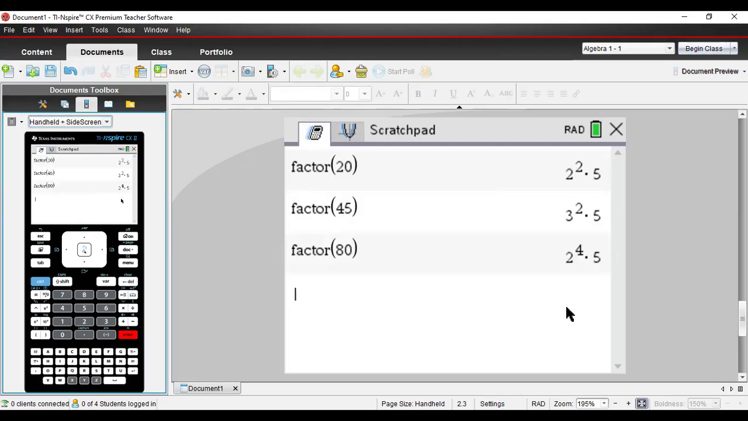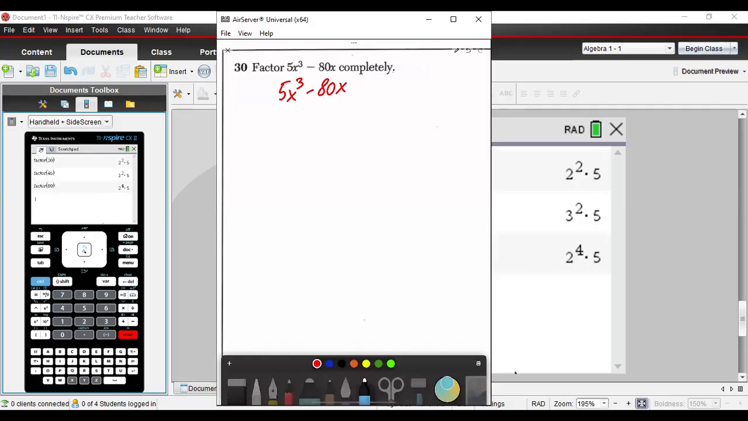So now what I'm going to do is I'm going to expand this out. So this is going to be 5 times x times x times x minus, that minus is important, and then I'm going to expand this out. So it's going to be 2 times 2 times 2 times 2 times x. Oops, I forgot the 5. We got a 5 and then times x.